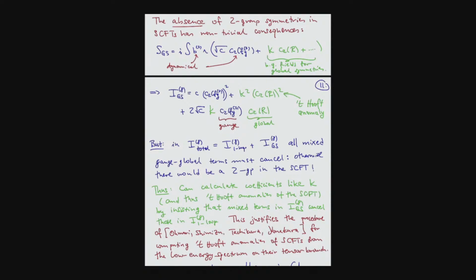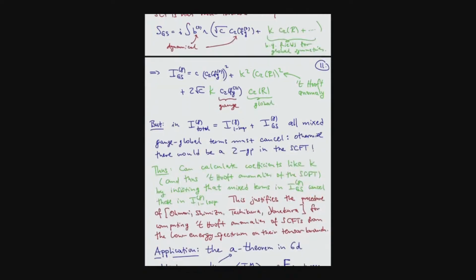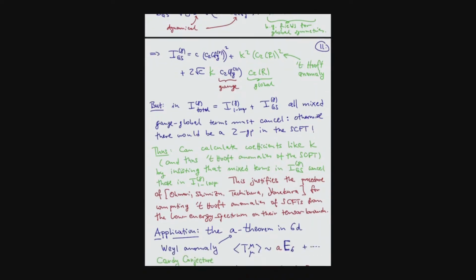So whenever you have such a mixed term, a Green-Schwarz term of this kind, it is always generated. But remember that such a mixed term inevitably led to a non-trivial two-group symmetry, right? And I just told you that if you're in a superconformal quantum field theory, there are no two-group symmetries. So this mixing has to cancel, it has to vanish at the end of the day.